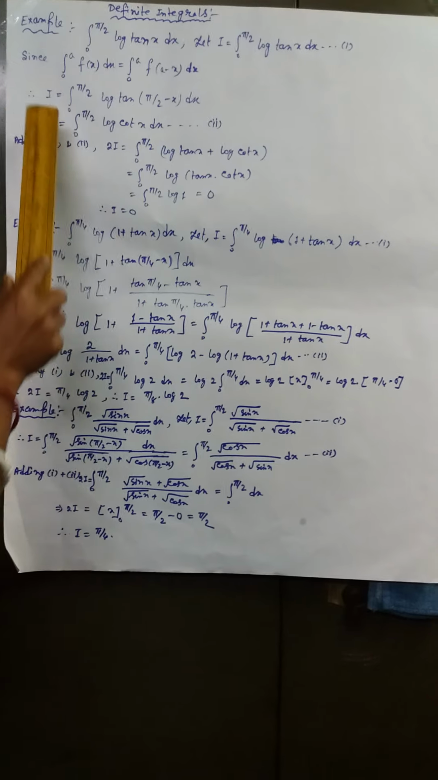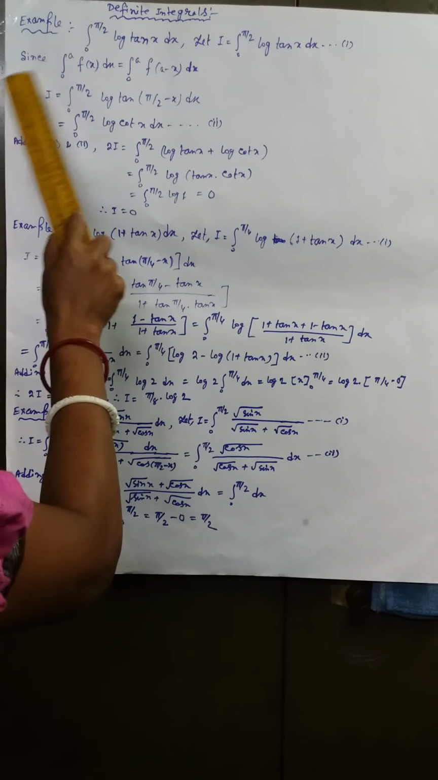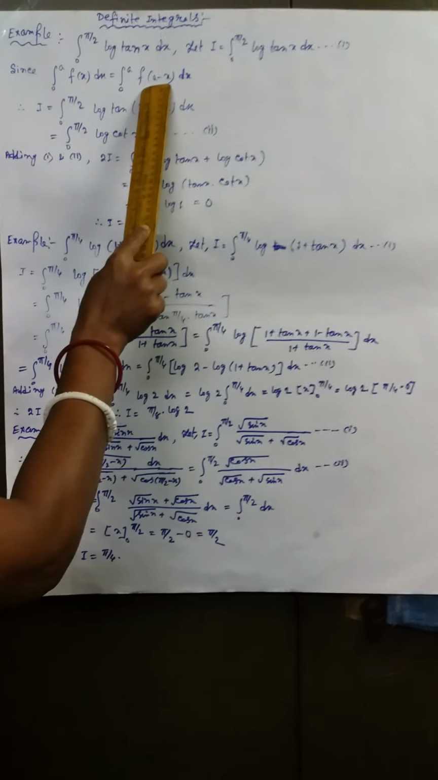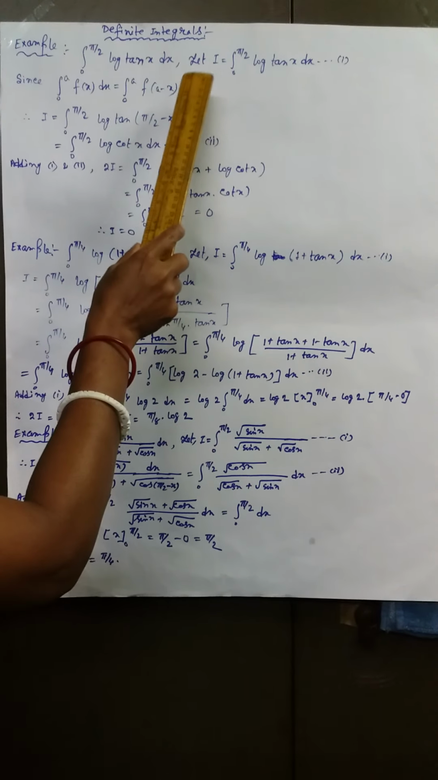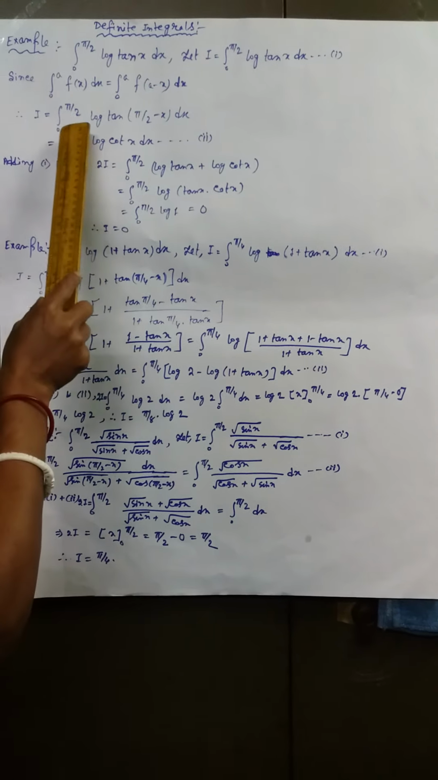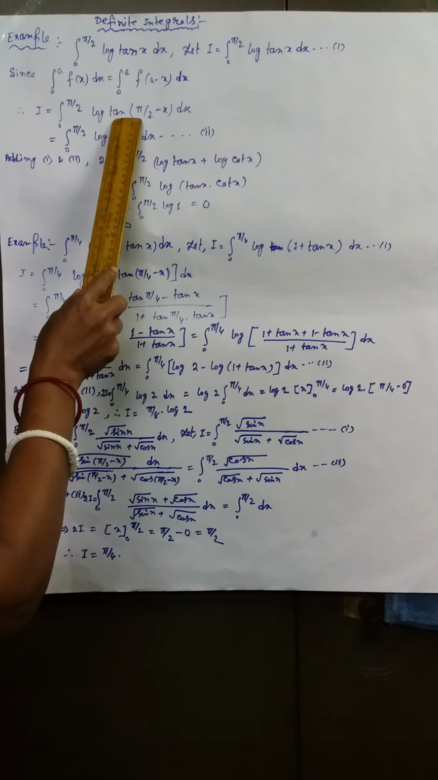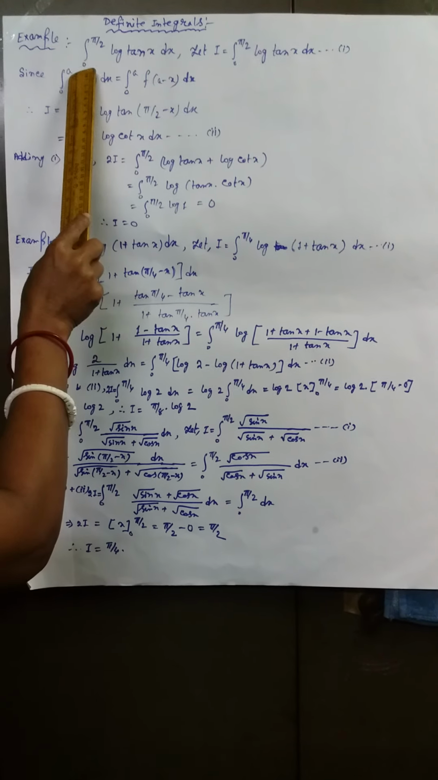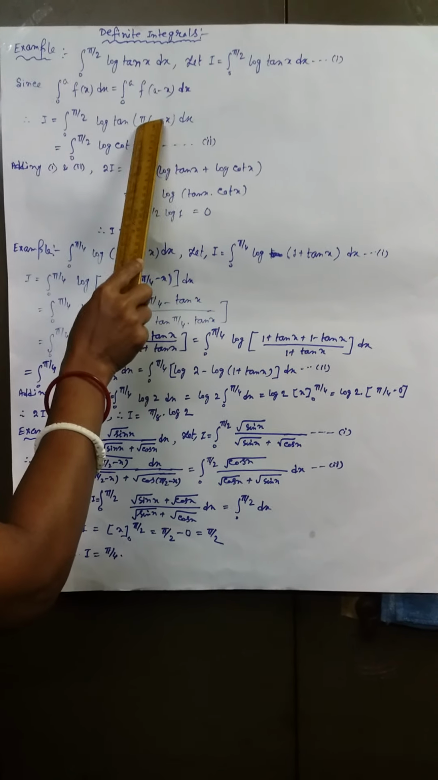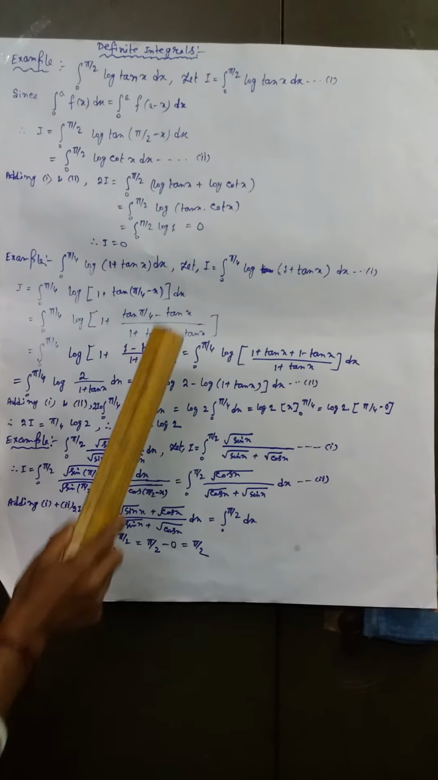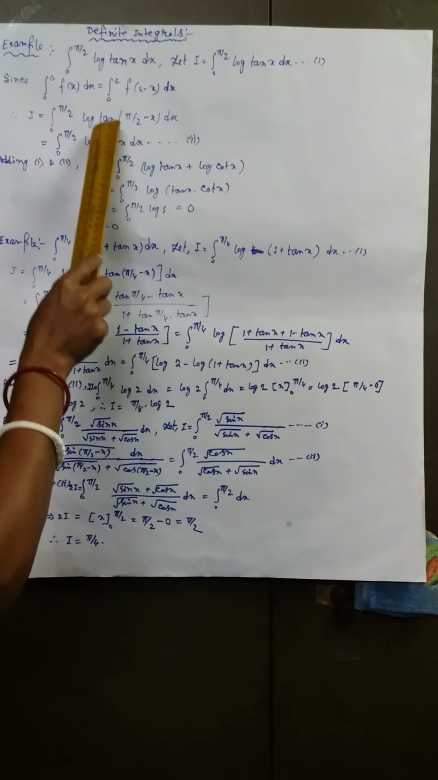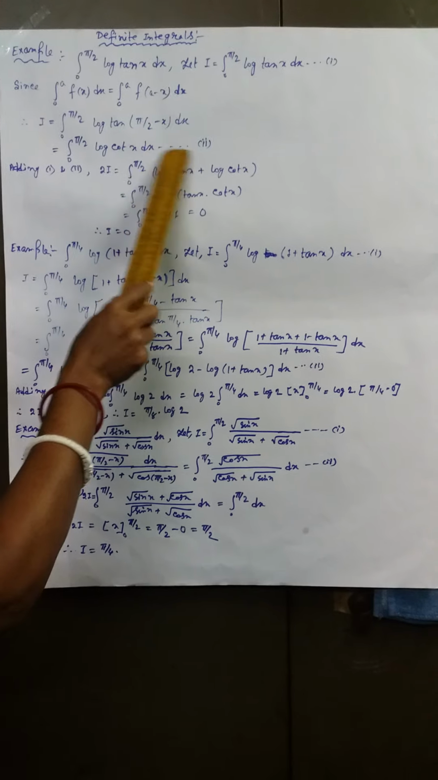Since from the properties of definite integral we know that the integral from 0 to a of f(x) dx equals the integral from 0 to a of f(a minus x) dx. So by applying the property, I equals the integral from 0 to pi by 2 of log tan (pi by 2 minus x) dx, because it is a minus x, so in place of a it is pi by 2. Now tan 90 minus theta, what is this? Cot theta, so log tan becomes log cot x dx.